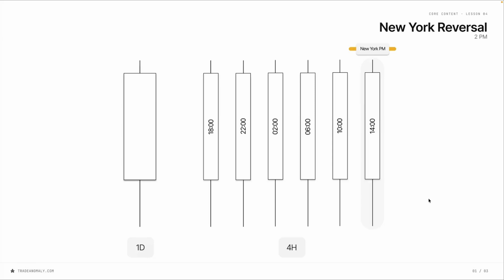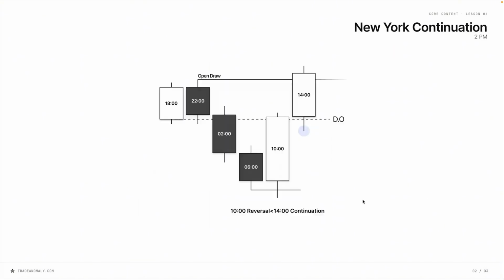Now let's talk about the New York PM session, which is composed of one 4-hour candle, which opens up at 1400. So now let's cover the New York continuation. And one thing that is absolutely crucial about trading the New York continuation for PM session is there needs to be an open draw no matter what, right? Because this is towards the end of the day, especially when it is a large expansion candle. The day is most likely capped off at that point.